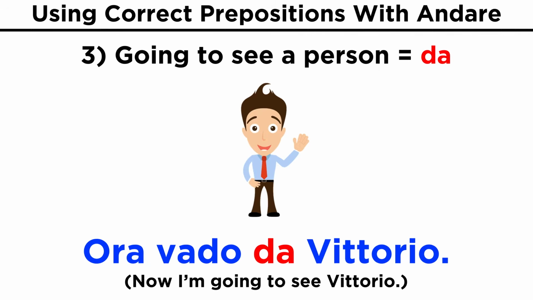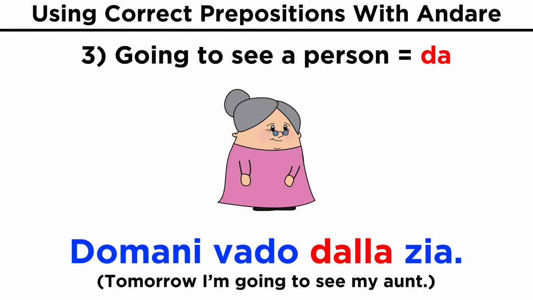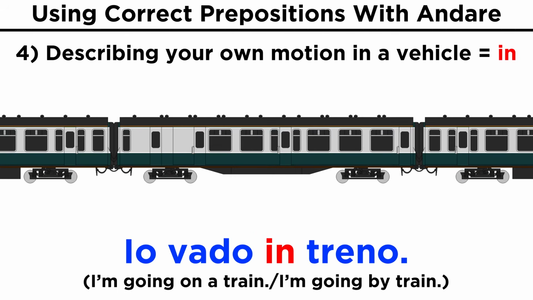If you are going to see a person, you use da. Ora vado da Vittorio. Domani vado dalla zia. If you are describing your own motion in a vehicle of some kind, you use in.